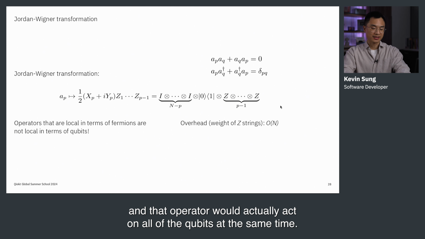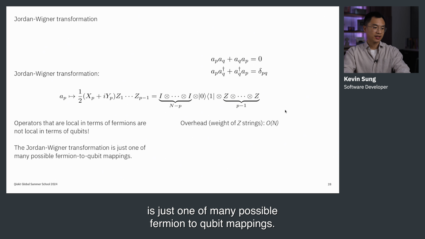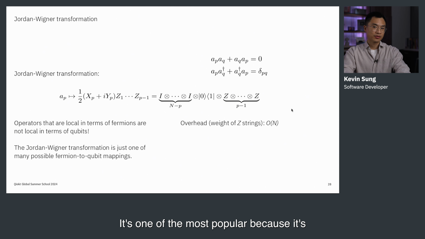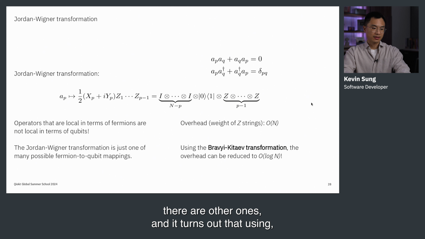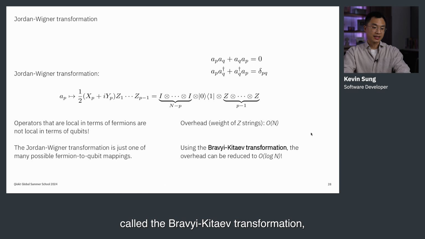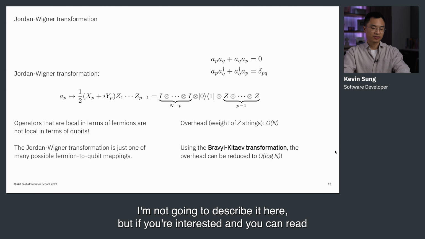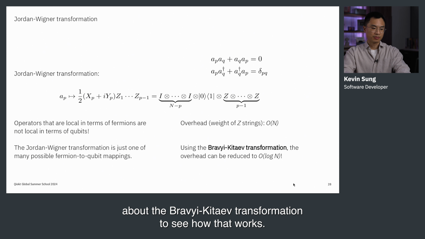However, the Jordan-Wigner transformation is just one of many possible fermion to qubit mappings. It's one of the most popular because it's very simple. There are other ones, and it turns out that using something called the Bravyi-Kitaev transformation, the overhead can be reduced to O(log n). So that's pretty cool. I'm not going to describe it here, but if you're interested, you can read about the Bravyi-Kitaev transformation to see how that works.